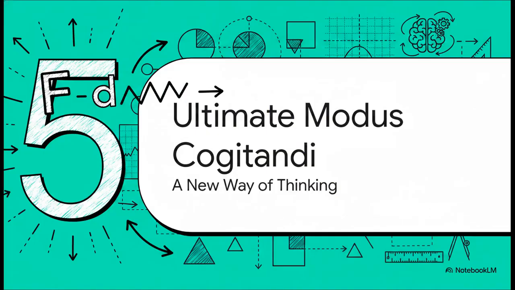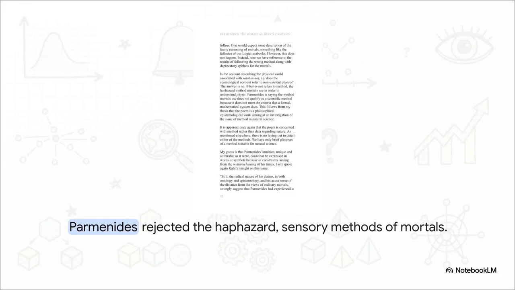Finally, Section 5, the ultimate modus cogitandi. Let's talk about what all of this means for how we actually think. This whole framework isn't just some modern mathematical trick. It actually builds directly on ancient philosophy. The pre-Socratic philosopher Parmenides realized a long time ago that the haphazard, sensory-based methods of ordinary mortals, what he called what is not, were completely flawed.